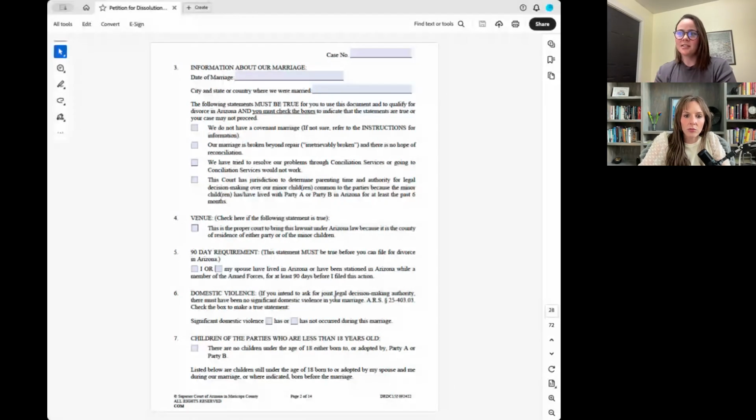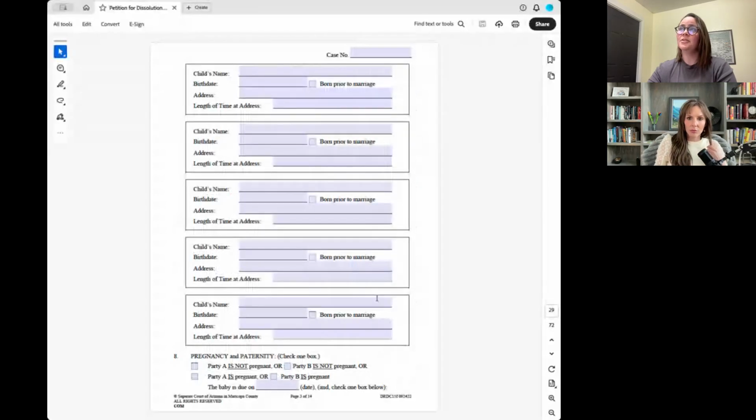This question about domestic violence is really if there's children's issues that we need to sort out. So the court has to know if there's been domestic violence, and they'll consider that when determining legal decision making for the children. So we'll let the court know if there's been domestic violence or not. And then it's asking for information about the children in the marriage. If you don't have any children common to the parties during the marriage, then there's actually a different form. It doesn't include this information, but for now, we'll give them some information about the children because the court is going to decide issues about the children.